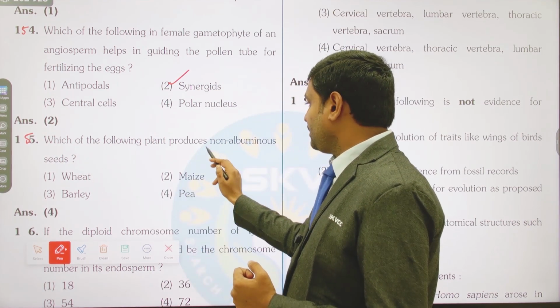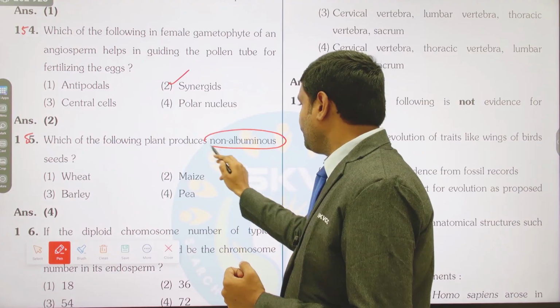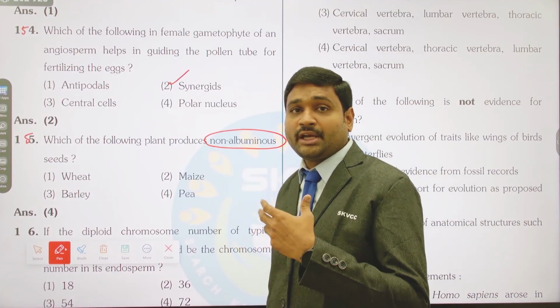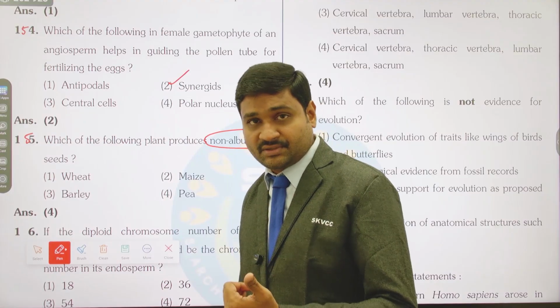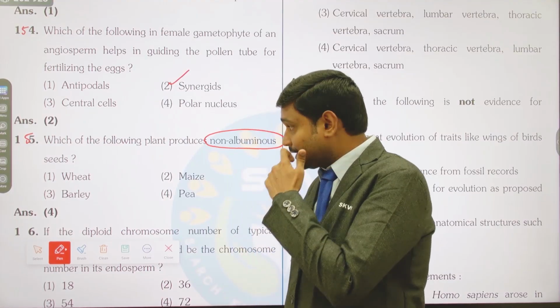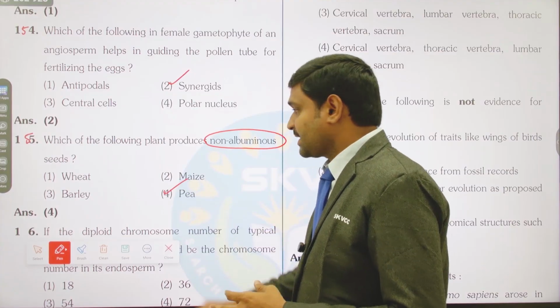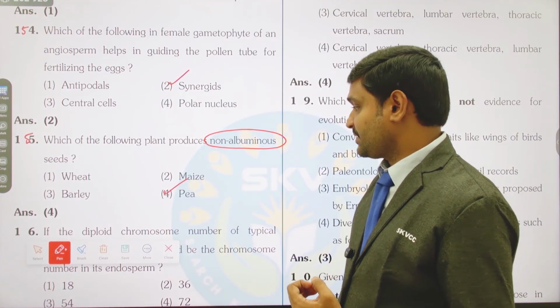Then question number 155. Which of the following plants produces non-albuminous seeds? Non-albuminous means no endosperm persists in the seeds. Those seeds are called non-albuminous seeds. So here P is the direct example of a non-albuminous seed.